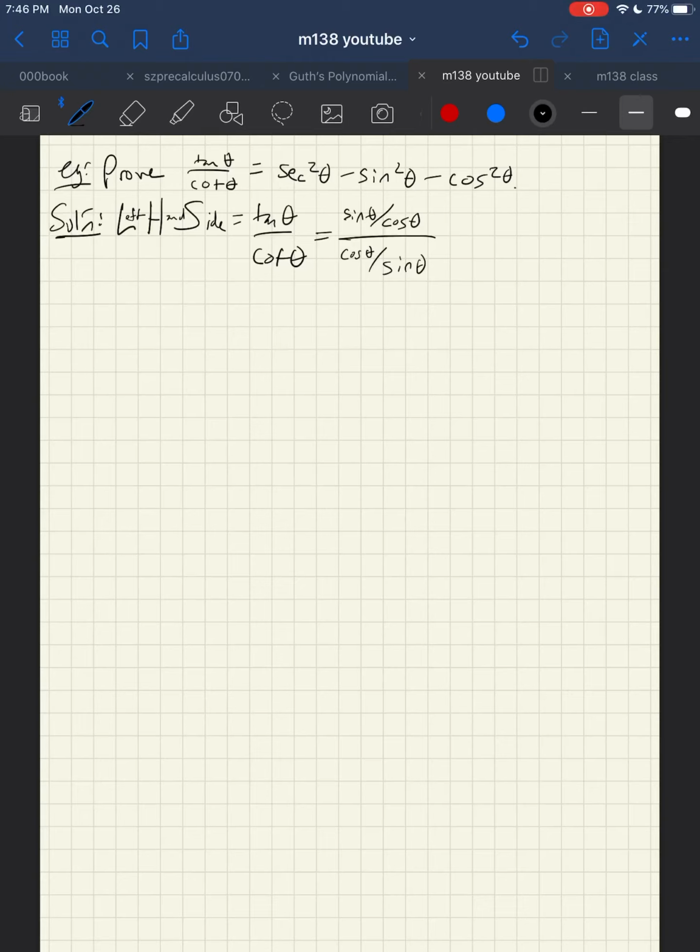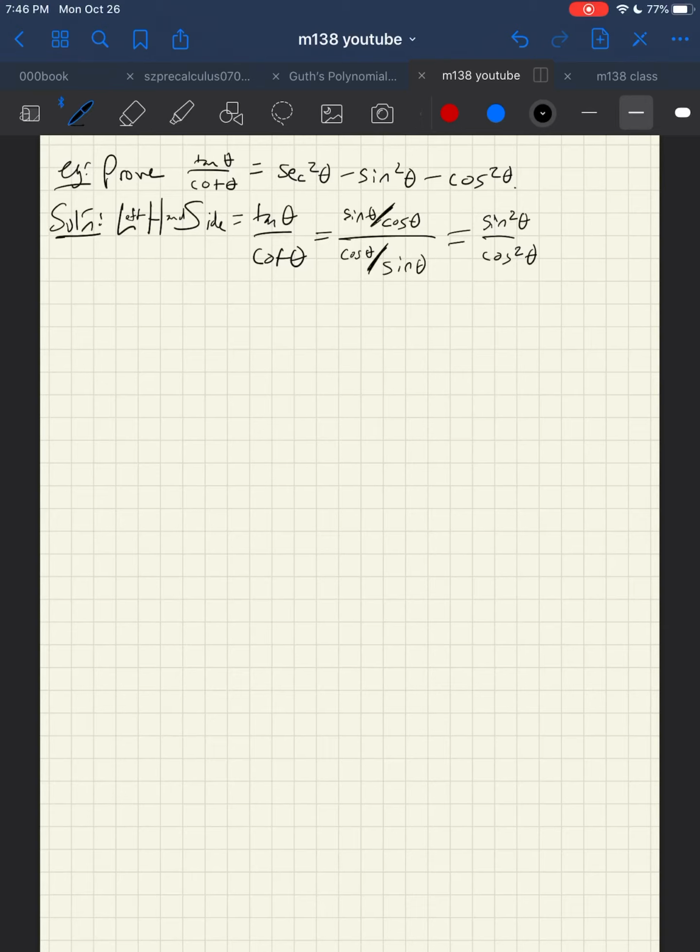Well, now if I simplify this, this is a fraction upstairs, this is a fraction downstairs. What do you do with a fraction of a fraction? Well, the top part stays where it is, and the bottom part goes to the other side. So this becomes, this cosine is going to go down here, and this sine is going to go up there. That's what's going to happen. So I've got sine squared theta over cosine squared theta. Yeah?